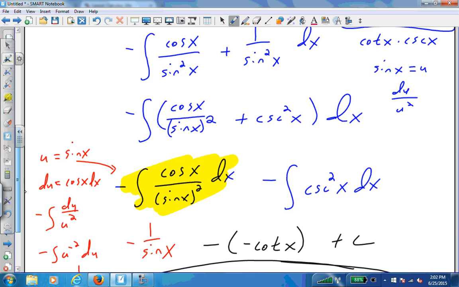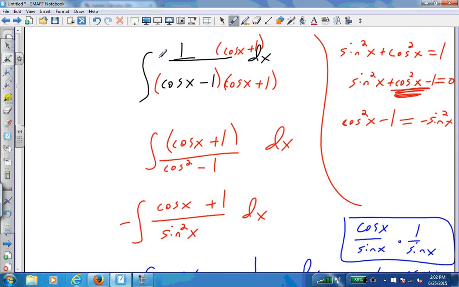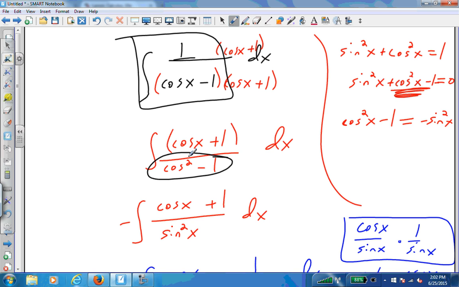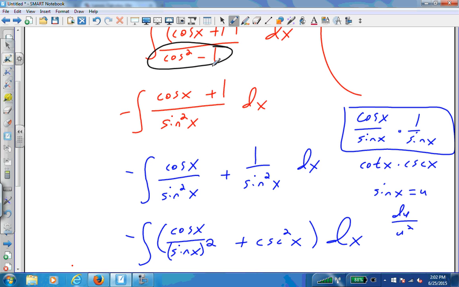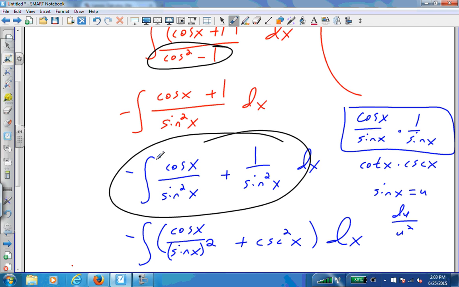So a little messy, but we took something that originally we didn't have an identity for. We didn't have anything that would be a good choice for u. So by multiplying top and bottom by the Pythagorean, or by the conjugate, so that we get something that's related to the Pythagorean identity, then we can make a substitution. We can divide that out, and that'll produce two integrals that both of those are things of which we can do.